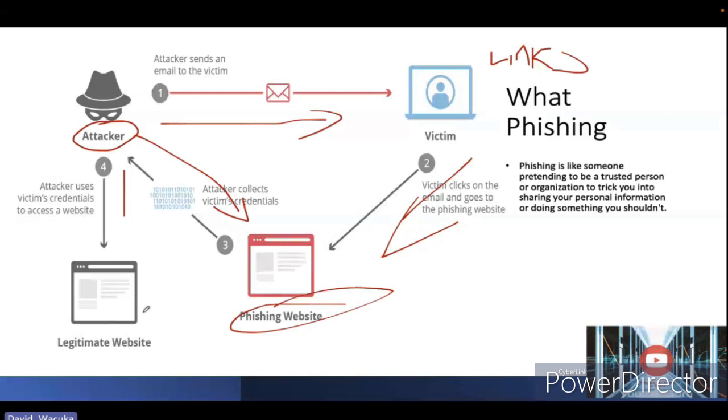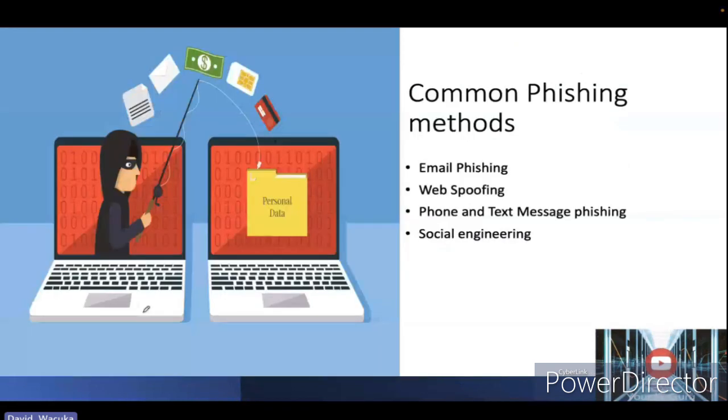Work with me as we look at common phishing methods. We have four common phishing methods. First one is email phishing. We have web spoofing, phone and text message phishing, and then we have social engineering. Work with me as we look at each one of them, what it means, and how it is done. So the first one is email phishing.